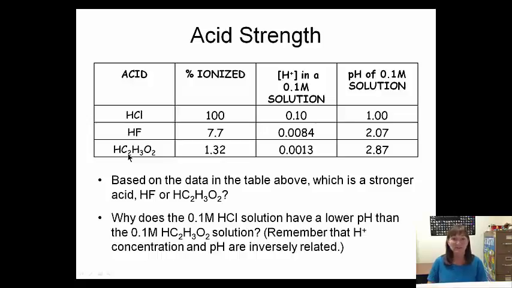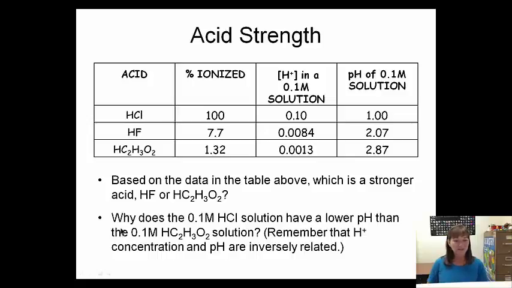And the reason you should know, a couple reasons. You can just look at the percent ionization, and hydrofluoric acid donates more, a higher percent of its hydrogen ions. So it dissociates more, so it's going to give you more hydronium, so therefore a stronger acid. A quick way of seeing it is looking at the pH. The lower the pH, the stronger the acid, and hydrofluoric acid has a lower pH. So the answer to that first question is hydrofluoric acid is stronger than acetic acid.